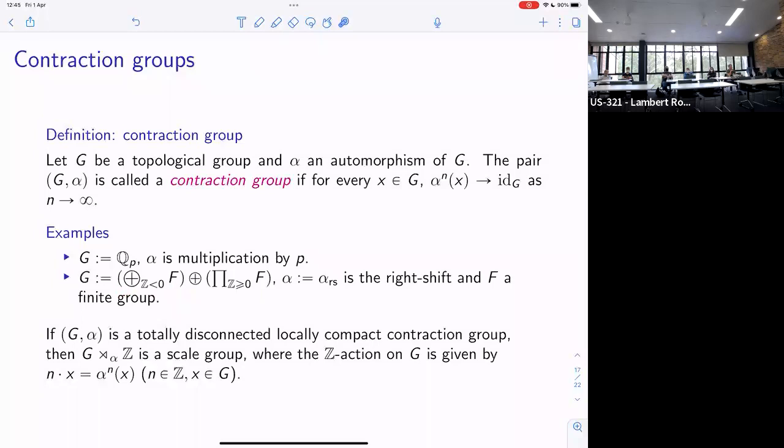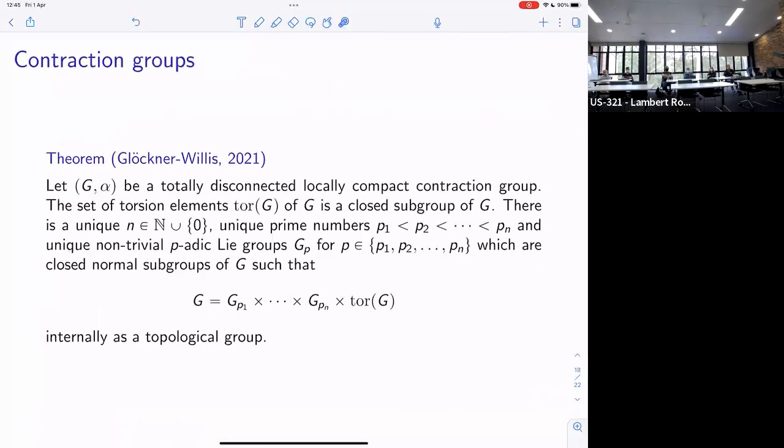It follows from the tree representation theorem I mentioned just before that if we have a totally disconnected, locally compact contraction group, then when we take the corresponding semidirect product with the integers, this is a star group, where the Z action on G is just given by applying powers of alpha to elements of G. So we get a large class of star groups from studying contraction groups, and I'm currently interested in the representation theory of groups arising this way.